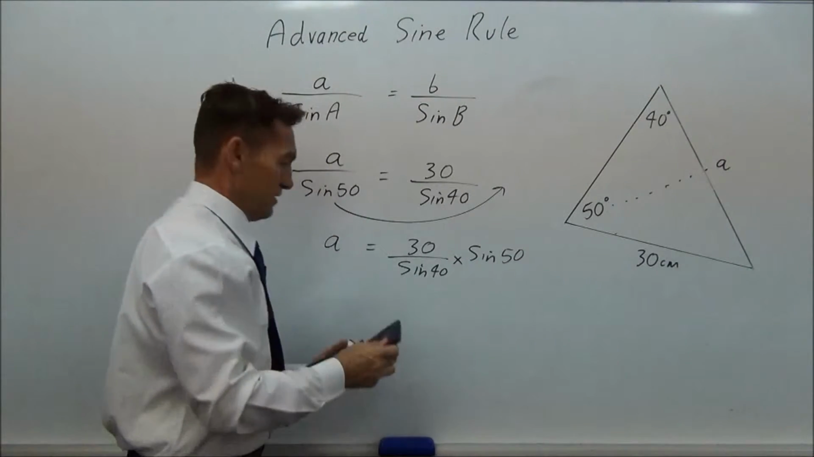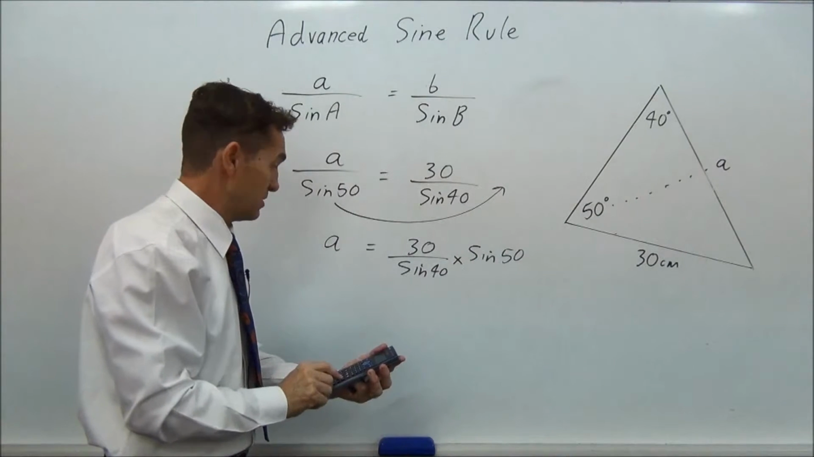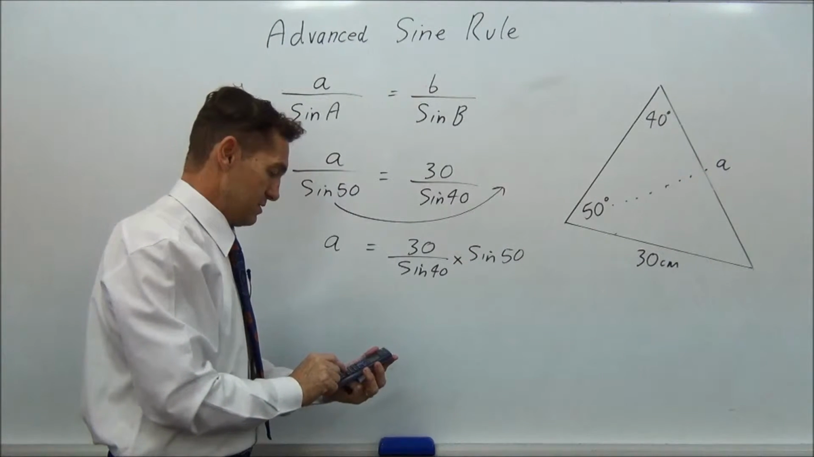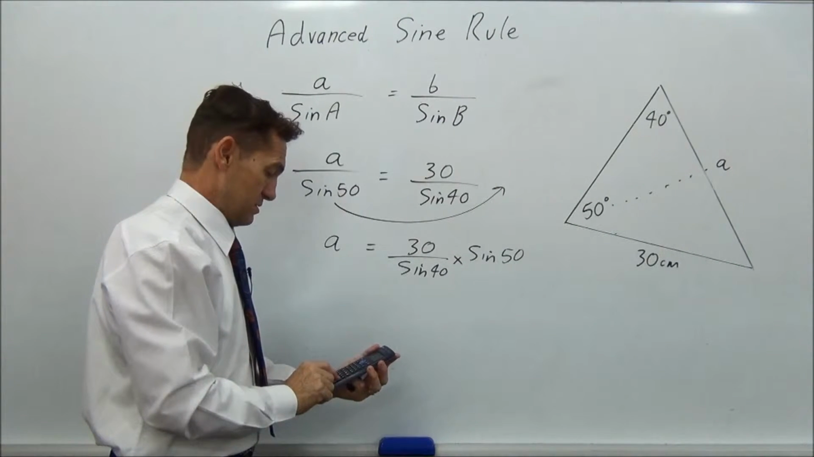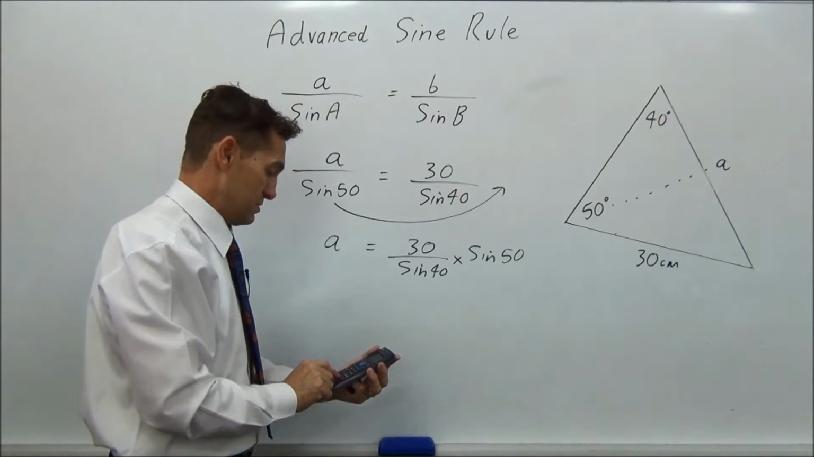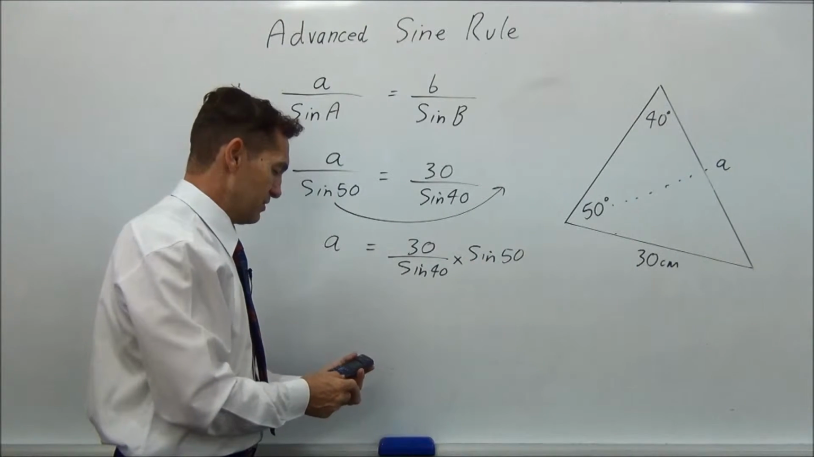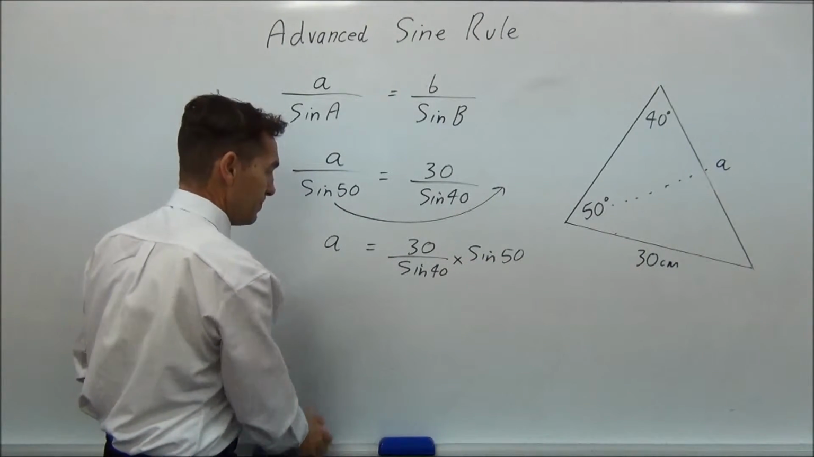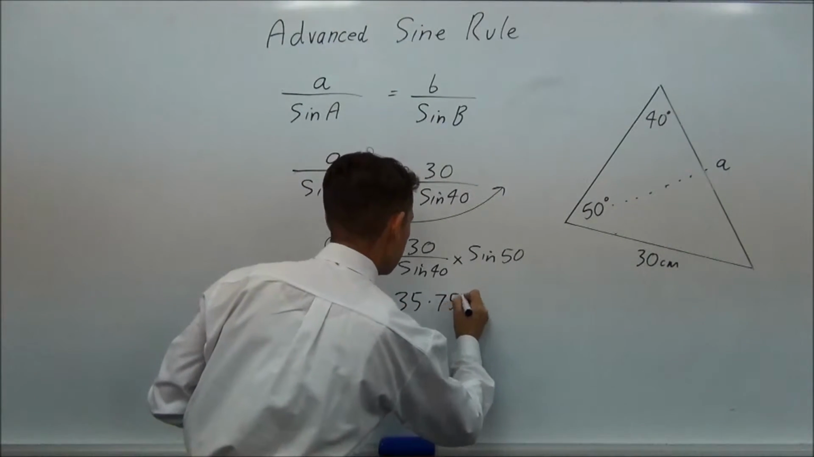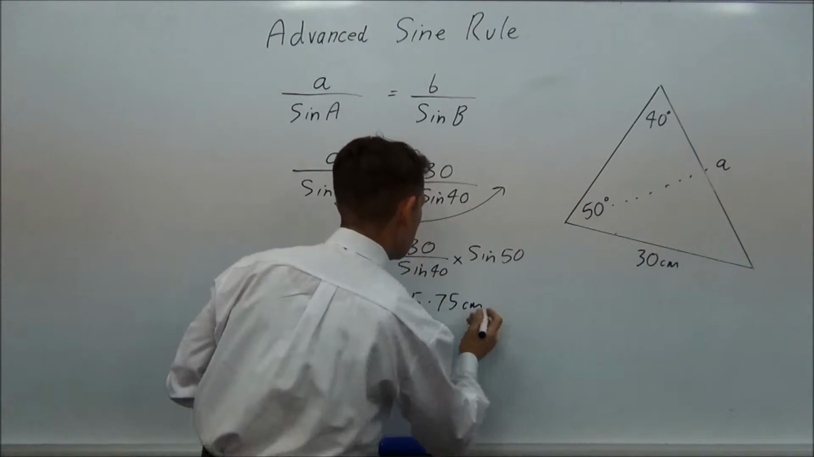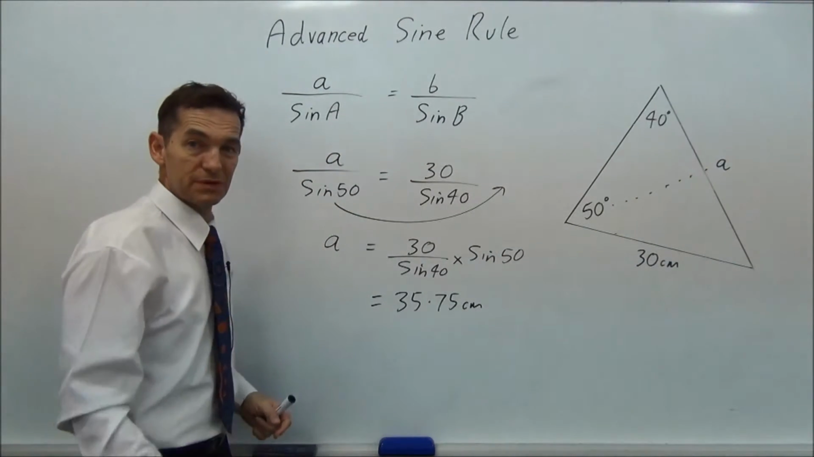There we go, there's a calculator. And we're going to go 30 divided by sine 40 multiplied by sine 50 equals, and we get 35.75. Okay, 35.75. And that's centimetres, and that's your answer. You're done. So we'll look at another one in just a sec.